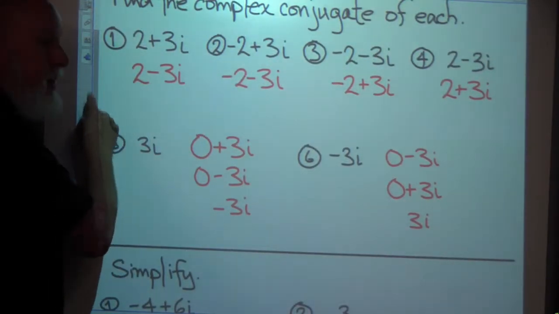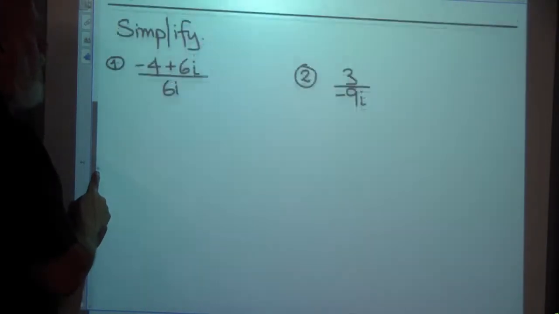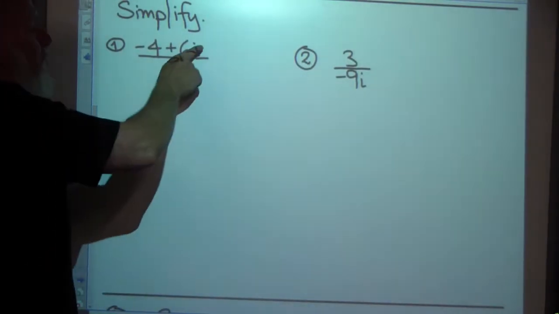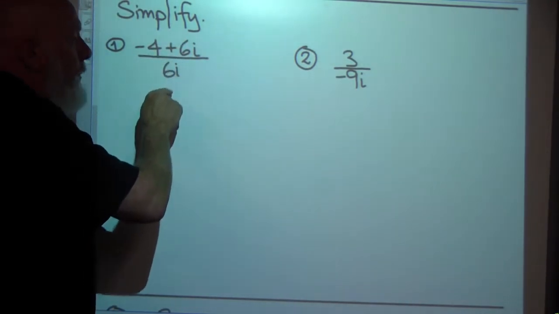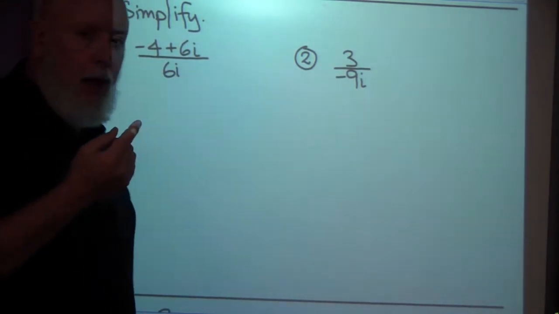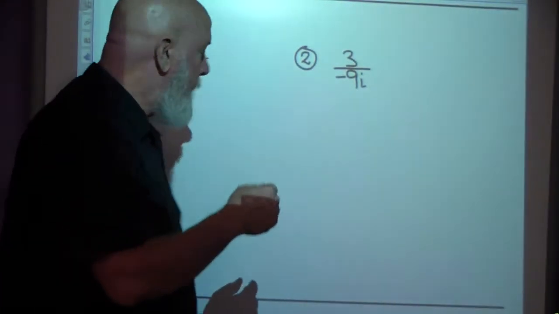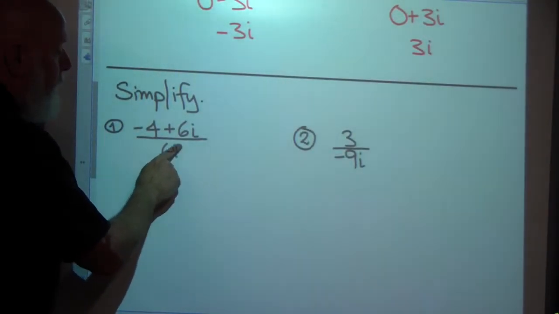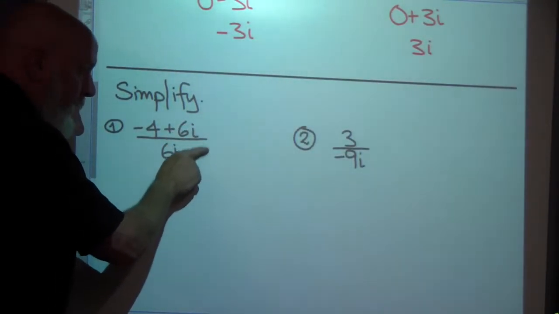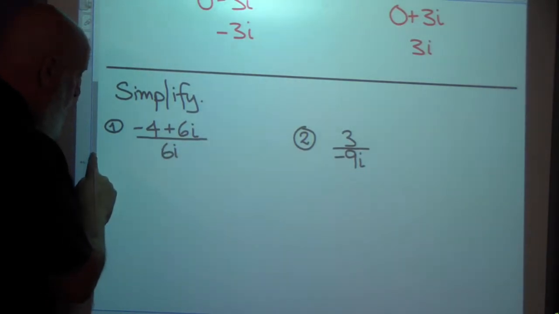Now here's how we use them in dividing complex numbers. To divide complex or imaginary numbers, pure imaginary or complex, all you do is you multiply the numerator and the denominator by the complex conjugate of the denominator. Multiply the top and bottom of this by the complex conjugate of the denominator.